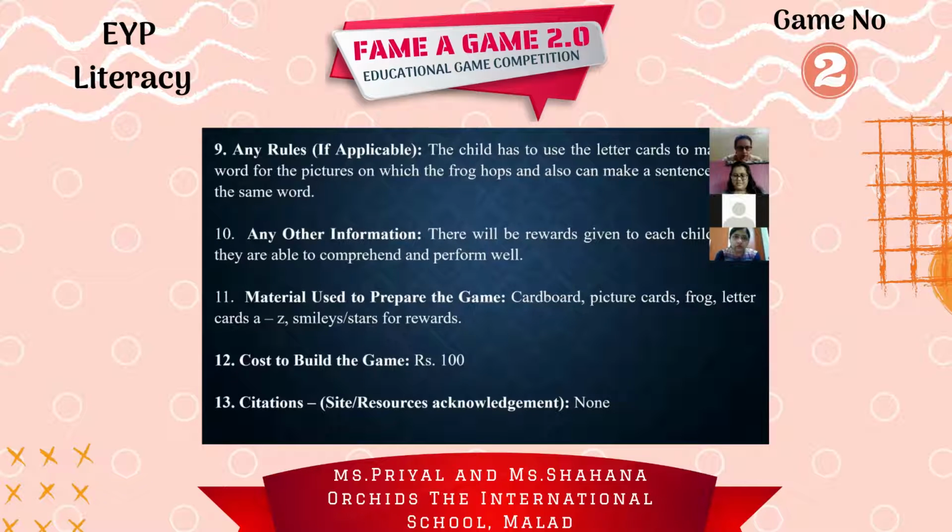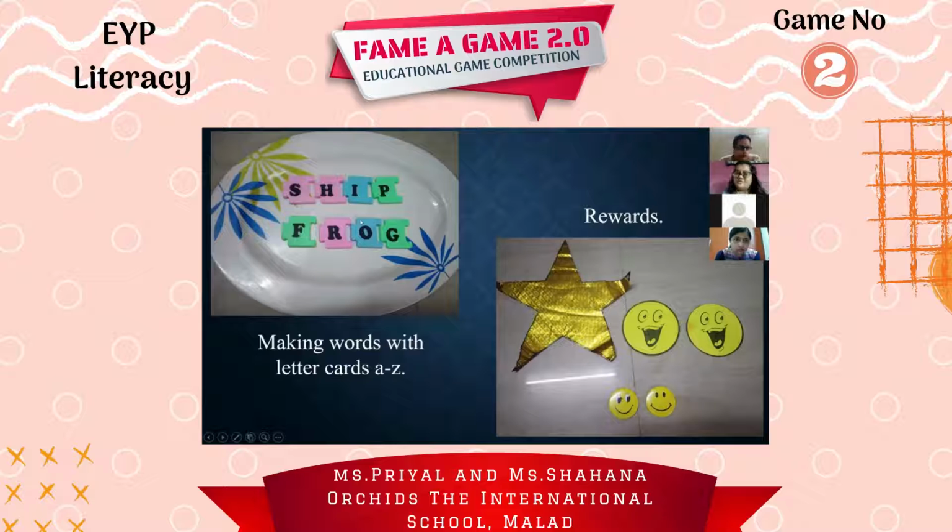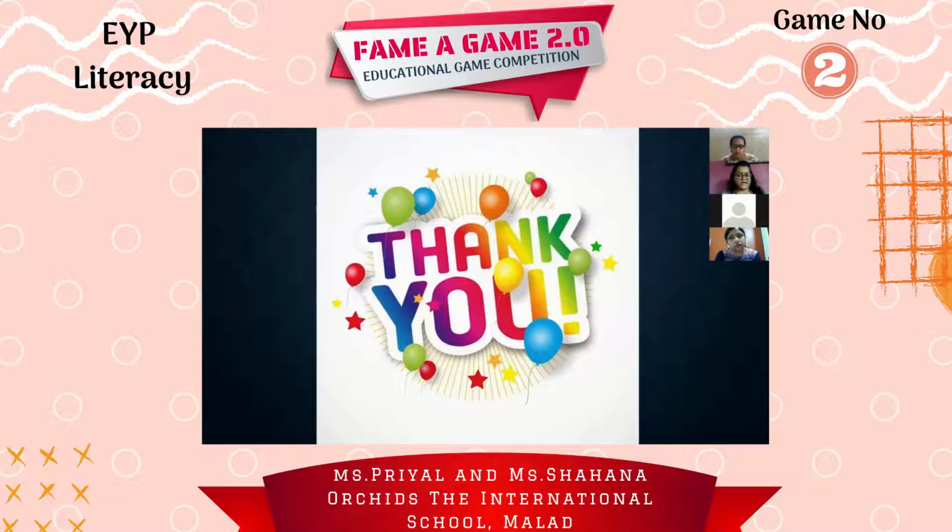I will show you the pictures of our model. This is the board game which has all the pictures of the concepts covered. This is the frog, the Hop It Up frog. When you press the tail, it's going to hop. These are all the letter cards which we have. You can also use the letter cards in their literacy kit. And these are the stars and smileys which we can give them as rewards. Now I would ask Shahana teacher to show the model. Over to you, Shahana teacher.